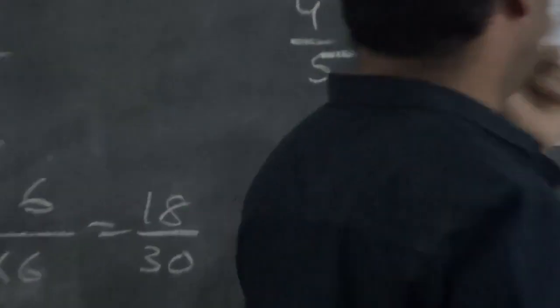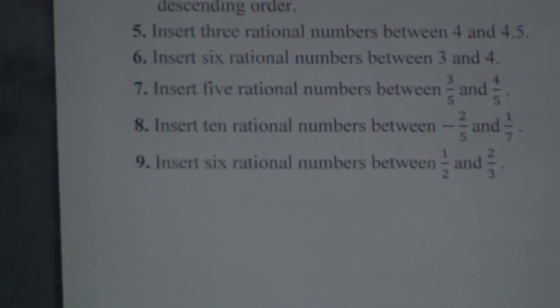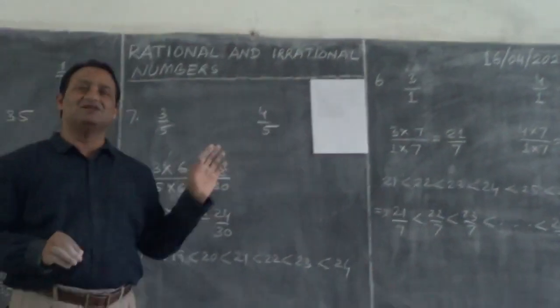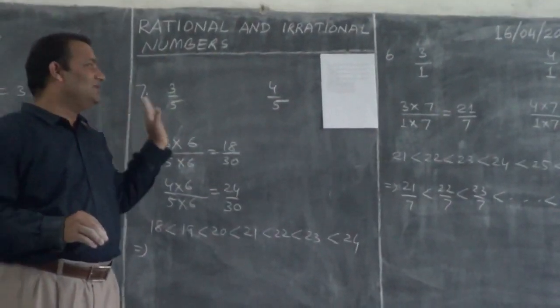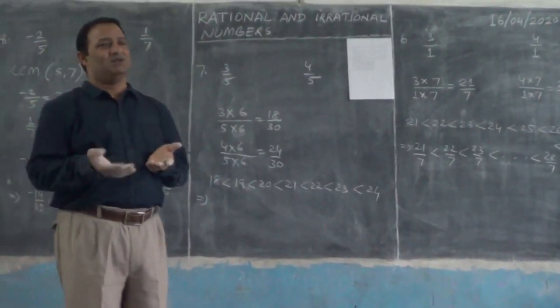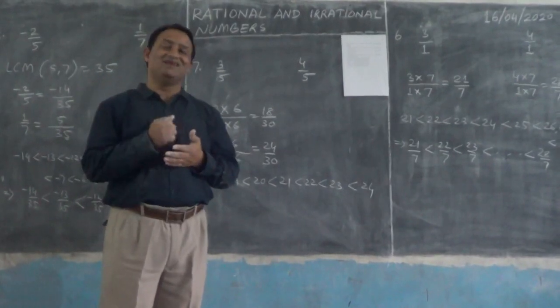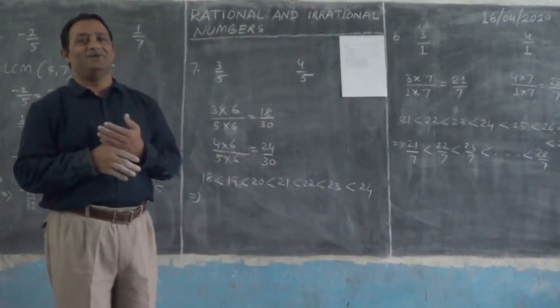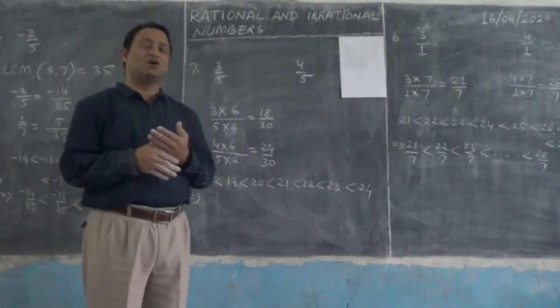Insert 6 rational numbers. I think question number 9 will be easy for you. And your exercise is completed. Tomorrow in the session we will learn the irrational numbers. This is a very small concept, only how to insert rational numbers between two given rational numbers. So tomorrow we will start your irrational numbers, and there we will learn about some more concepts.